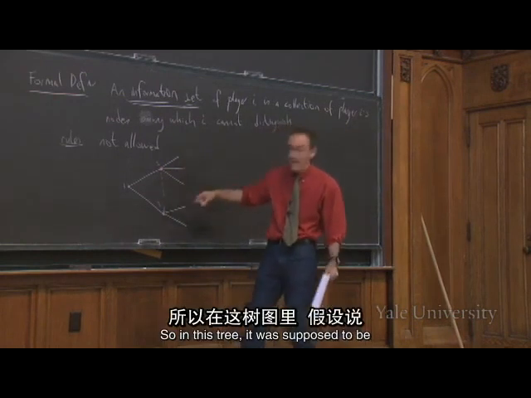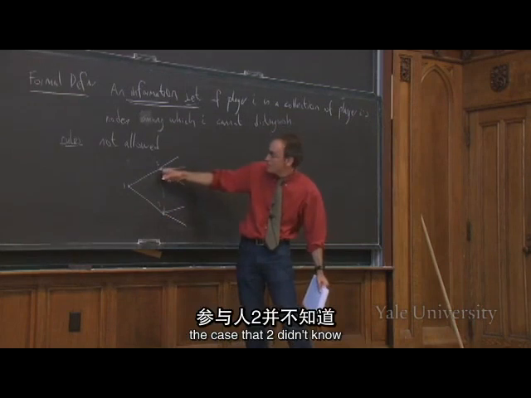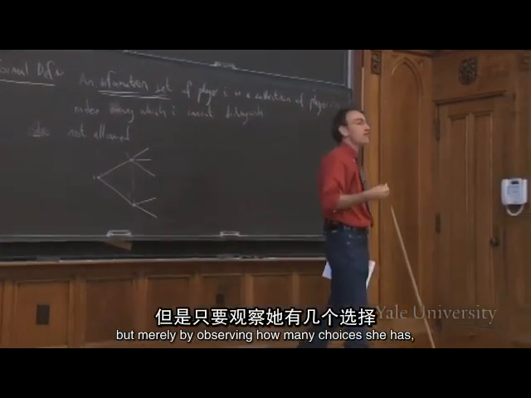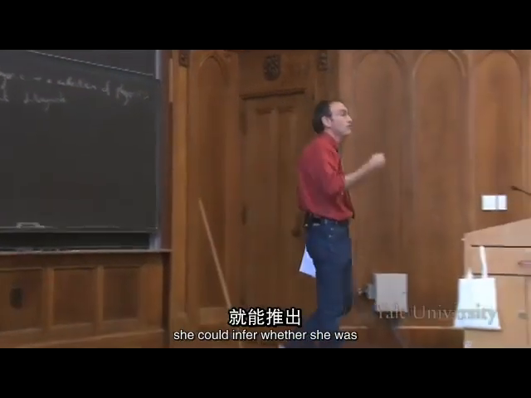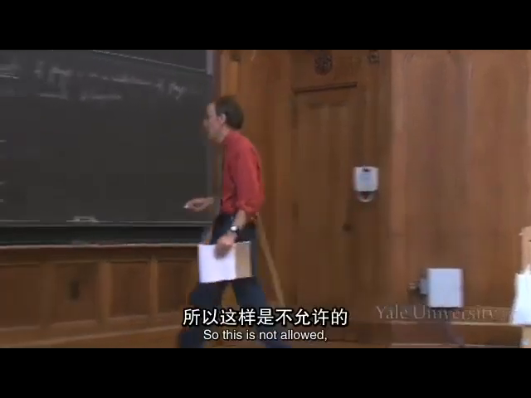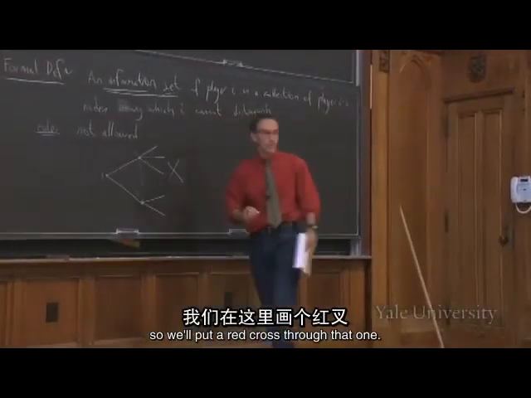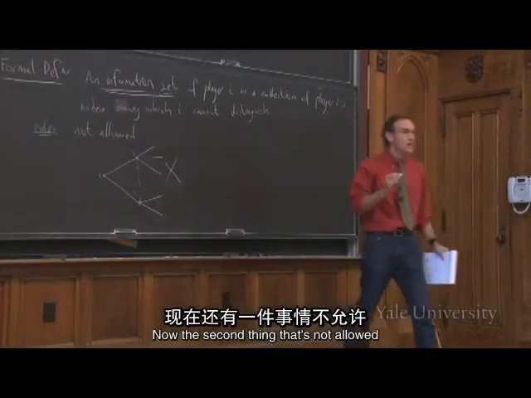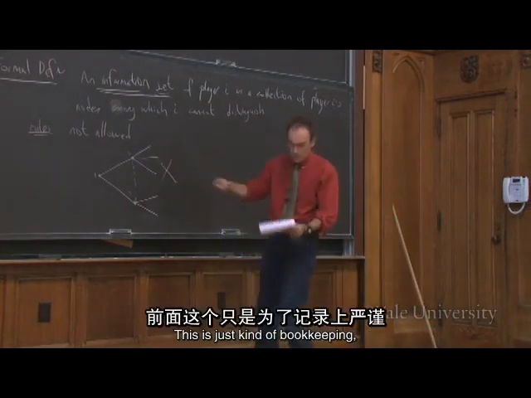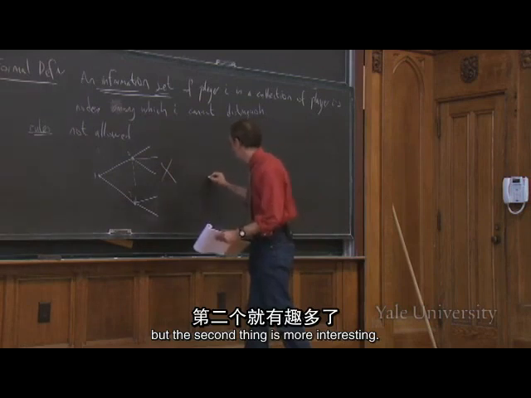So in this tree, it was supposed to be the case that 2 didn't know whether she was here or here, but merely by observing how many choices she has, she could infer whether she was at the top node or the bottom node. So that can't make any sense. So this is not allowed. So we'll put a great cross through that one. Now the second thing that's not allowed is a little bit more subtle, and actually is an interesting thing. The first was just kind of bookkeeping, but the second thing's more interesting.